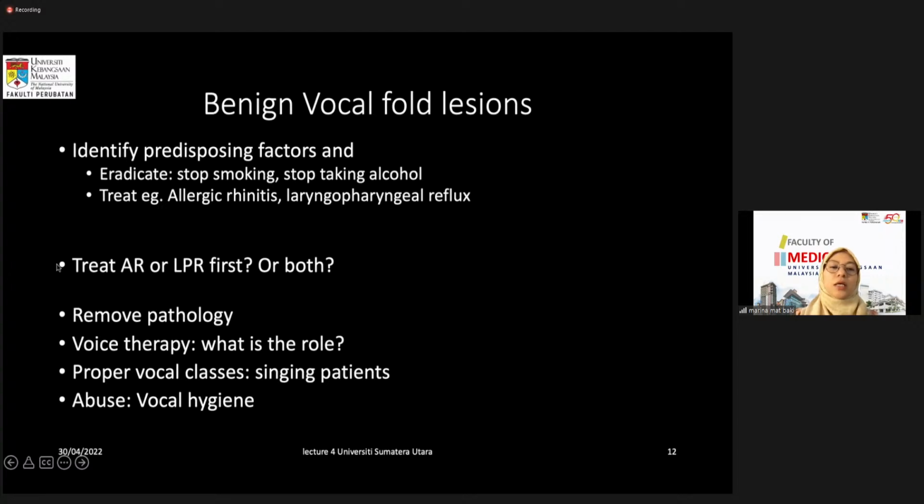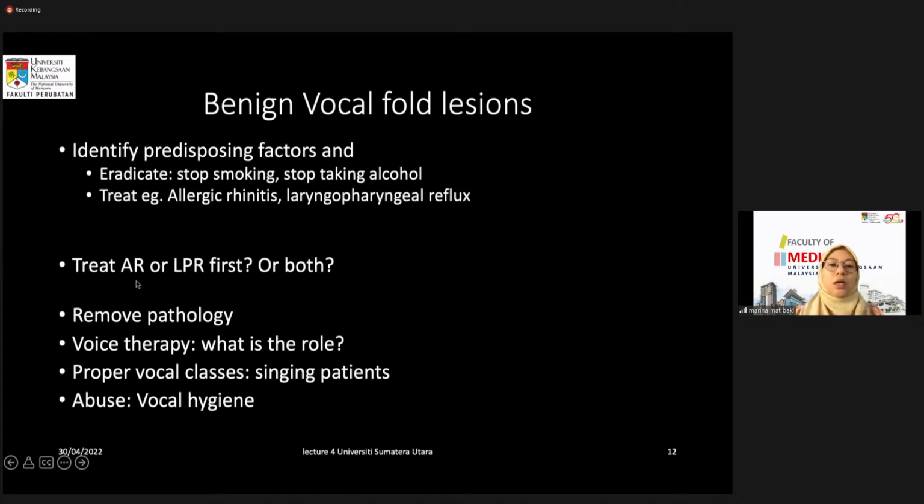And now the question is whether you want to treat the allergic rhinitis first or the laryngopharyngeal reflux first. Okay, that is something that you need to think about. Let's say the patient has post-nasal drip and there are signs of chronic laryngitis and the patient has vocal fold nodules. Then you may want to think, should I give the patient a proton pump inhibitor, treat the LPR, or do I want to treat the allergic rhinitis?